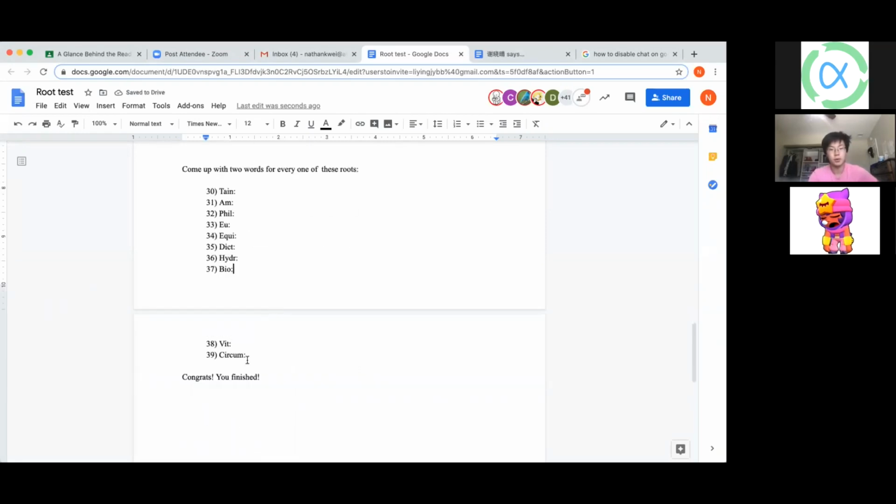Cool. And then for here, I can't personally grade everyone's here, but the goal for here is to, when you get these words, find the definition of them. So tain would be hold. Actually, for people taking this, tain is hold, am is love, fill is love, you is good, equi is equal, dict is language, talk, words, hydra is water, bio is life, vit is life, and circum is around. And so if the word that you put down is related to those, or you can find a connection, and it makes sense, then go for it and mark yourself 4 points.